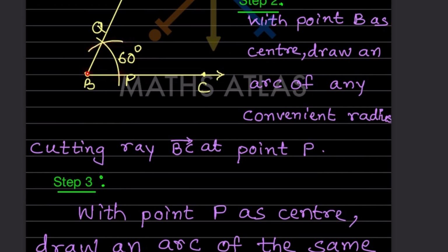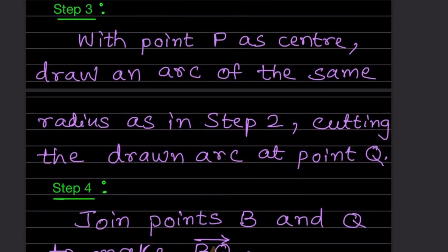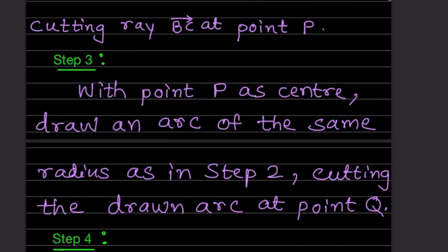See here, again I repeat, from here you will take the convenient radius and draw an arc. Then you will take the point, with the same distance, we are not going to change it, with the help of the compass. You know that in a compass, one end has a pencil point and the other is a normal point. Then you are going to cut it at this one and join points B and Q to make BQ.